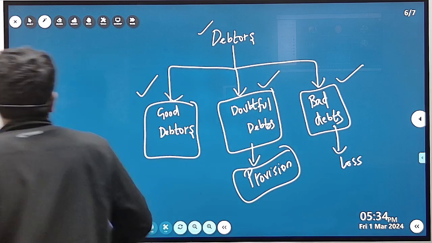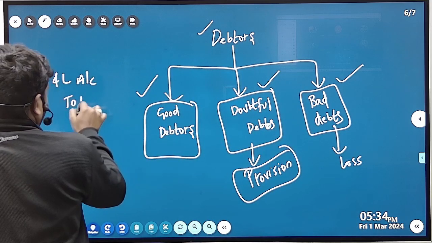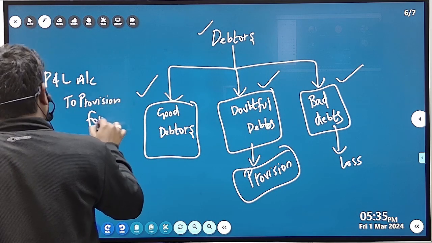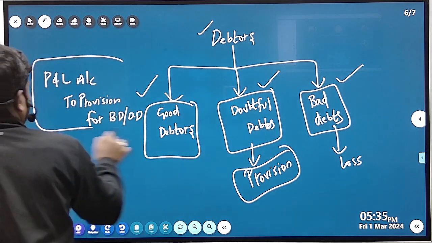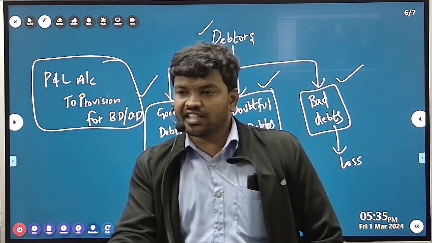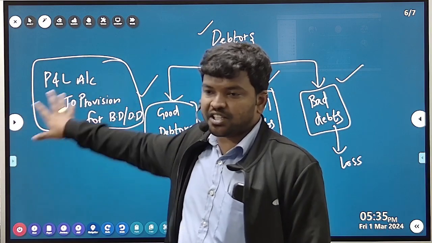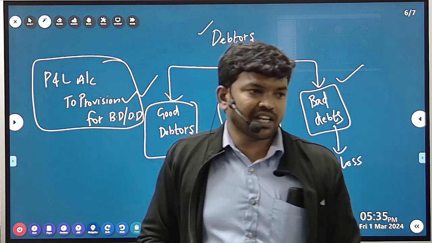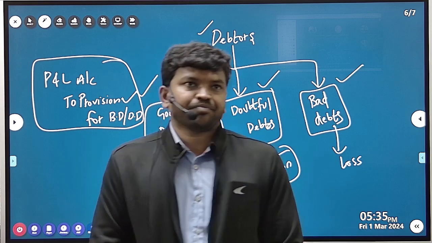What is the entry while creating provision? P&L account debit to provision for bad debts, doubtful debts, anything. Okay, this is the entry. P&L account debit, indirectly from the P&L you are taking some amount. You are debiting P&L like other similar expenses. This is the provision account. It has a credit balance, so it goes to the liability side of the balance sheet. Clear?